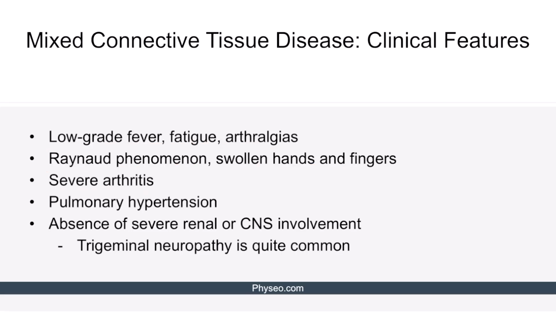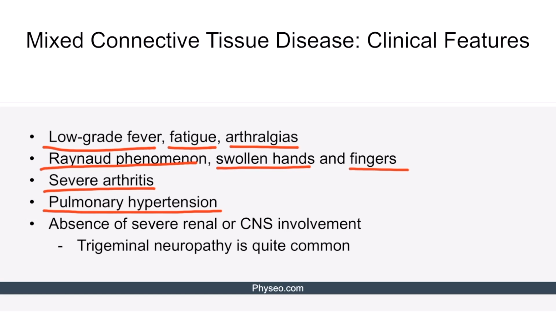The clinical features of our condition include nonspecific symptoms like low-grade fever, arthralgias, and fatigue. Raynaud phenomenon with swollen hands and fingers may be present as well. There is severe arthritis, more severe than the arthritis associated with SLE. Pulmonary hypertension may be found, and it is the major cause of death. In mixed connective tissue disease, the severe renal or CNS involvement is absent. However, trigeminal neuropathy may be found as initial manifestation in some patients.